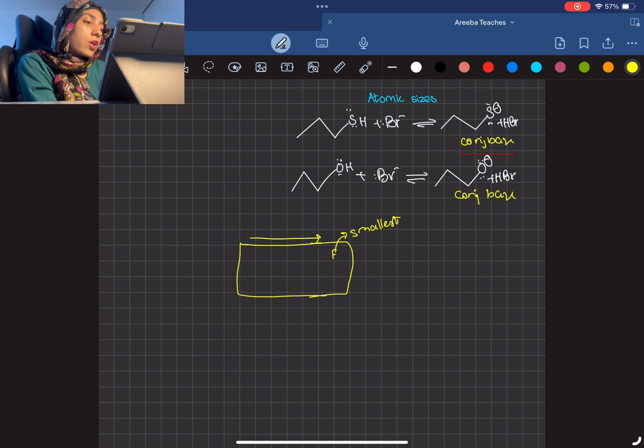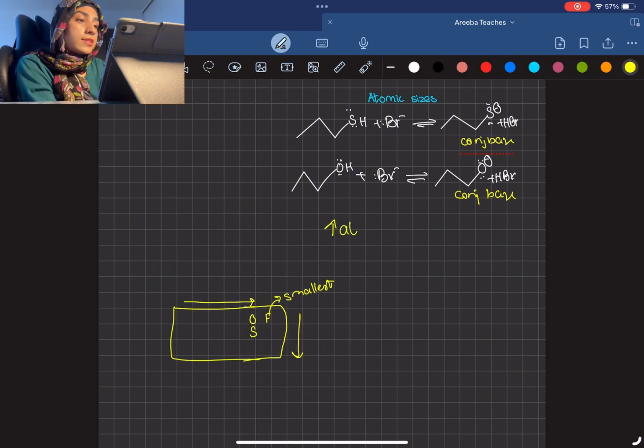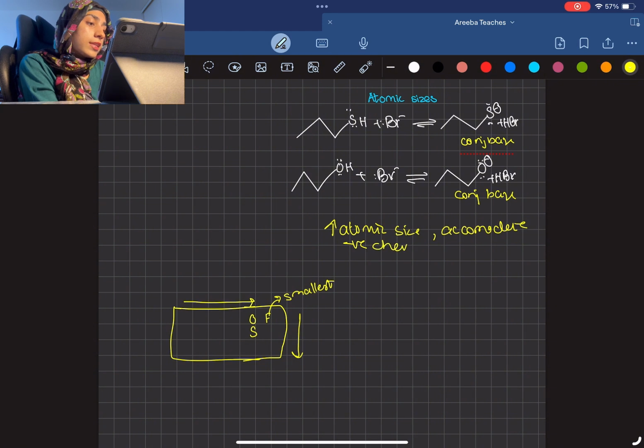So that means that if you're moving across the period, the atomic size is decreasing. And if you're moving down the group, atomic size is increasing. And oxygen is placed above sulfur. So that means sulfur has a greater atomic size than oxygen. So if something has a greater atomic size, that would mean that they can accommodate the negative charge better. So this negative charge is way more suited on sulfur than it's suited on oxygen.